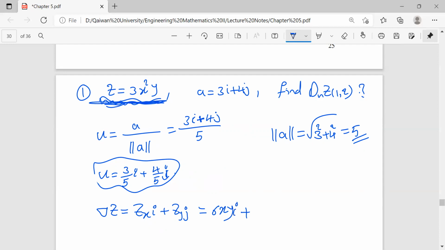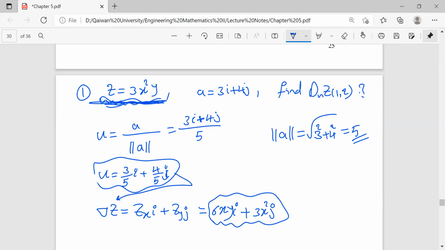This is I, and 3x squared J. Okay. We take the partial derivative with respect to Y. So the partial derivative of Y is 1, and you get only 3x squared. Here, this is the gradient of that function. We find the dot product of U and this one.